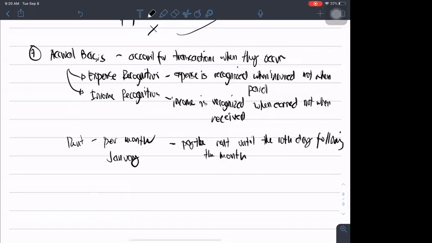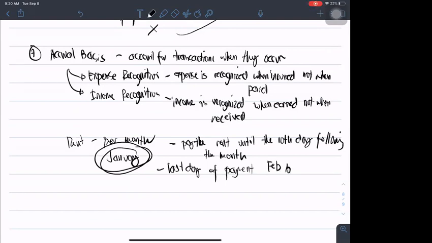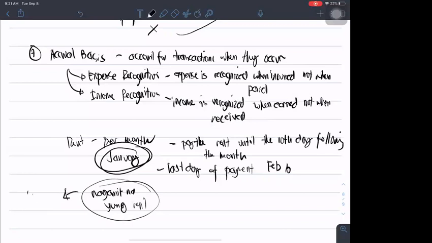Okay. So you have your January. What is the last day of payment? That is February 10, diba? So, for example, tapos na yung January. So, ibig sabihin, nagamit mo na yung rent. So, kung nagamit na yung rent, it means it is already incurred. Therefore, expense na siya ng January.